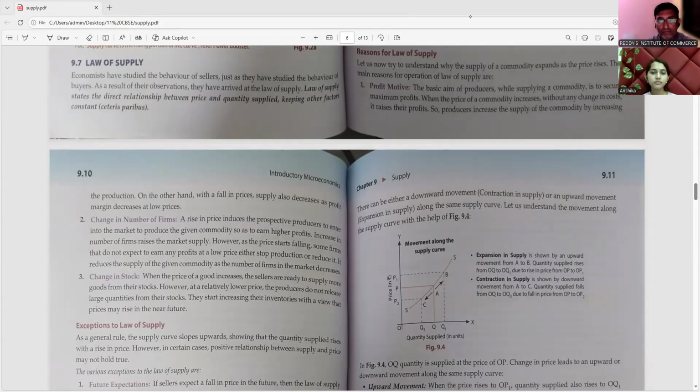Now, the second thing is change in the number of firms. A rise in price induces new producers to enter the market to produce a given commodity so as to earn higher profitability. An increase in the number of firms raises the market supply, however, the price starts falling.